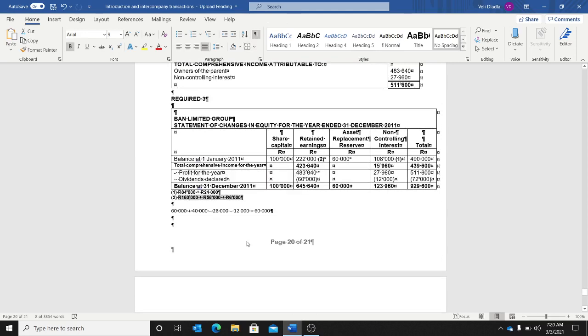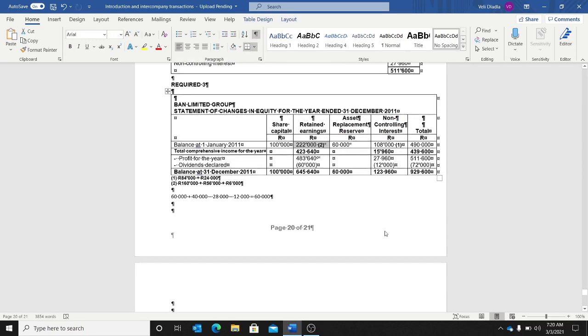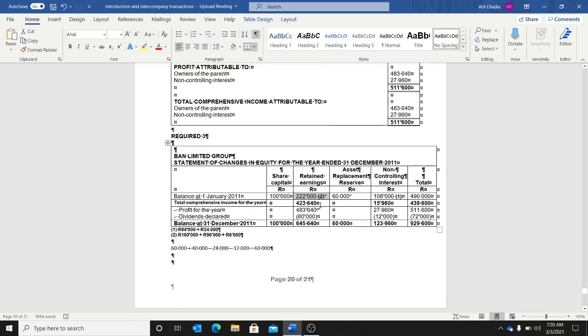That should give you, let's see, 160 plus 56 plus 6. It's 222,000. Here it is. 222,000. Then the 483 I've already explained, which comes from here. The 60 I've already explained, which is this one here. So that gives us a closing of 645,640.